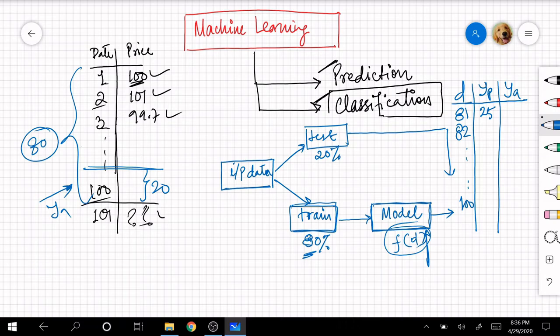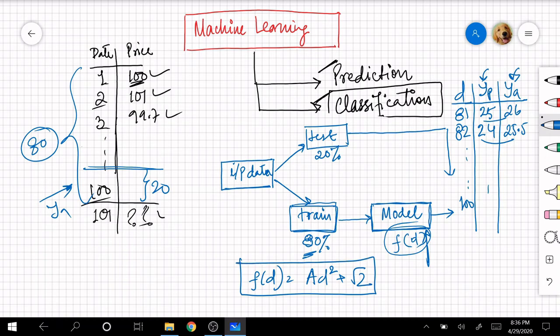So let's say it predicted 25. And then for 82nd day, it predicted 24. And so on and so forth. And the actual value was 26 or 25.5. So there is small error between what I predicted and what the actual value was. And remember, I wrote my equation as this, generalized, if I say AD square plus root 2. This was the equation that was producing these predicted values. And using the test data, I computed these predicted values and I am now able to compare with actual values, and I see there is minor error.